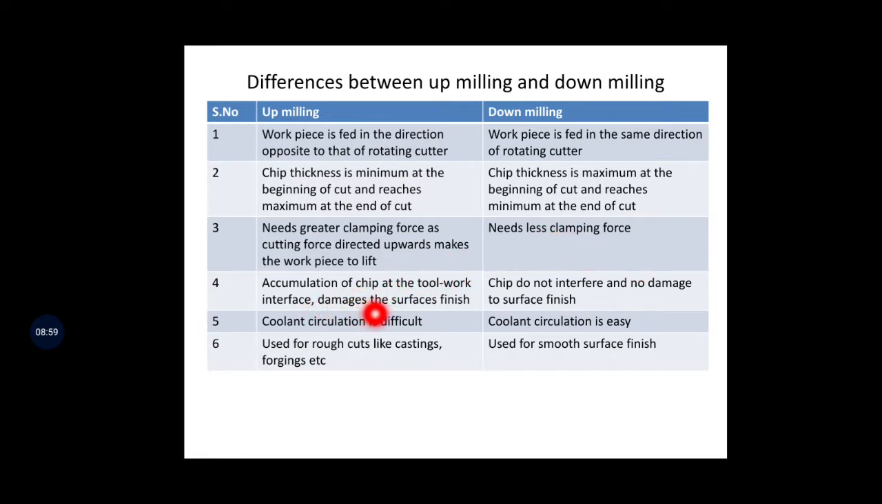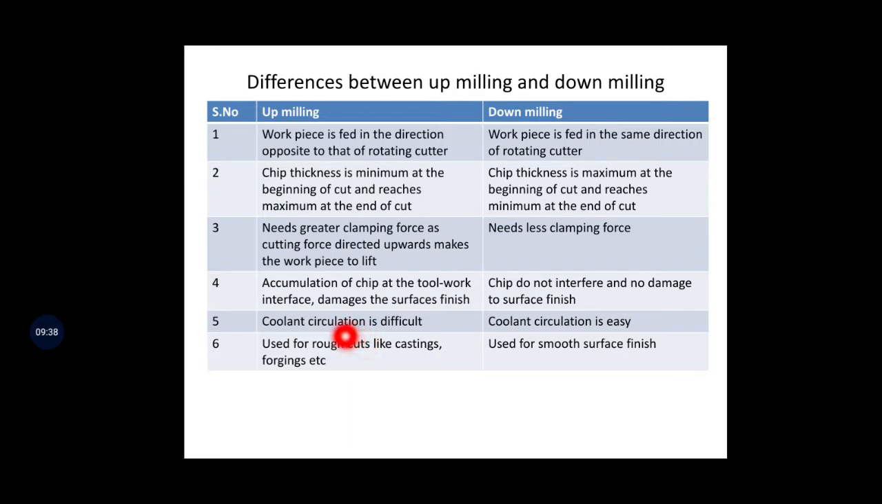The accumulation of chip at the tool work interface damages the surface finish. So that is the problem here in up milling. Some chip will accumulate in the tool workpiece interface, so there is damage to the surface finish. You may not get a good surface finish. But here chips do not interfere and there is no damage to the surface finish. Coolant circulation is difficult in up milling and easy in down milling. Why is it difficult? The cutter rotating in the upward direction carries away the coolant from the cutting zone.